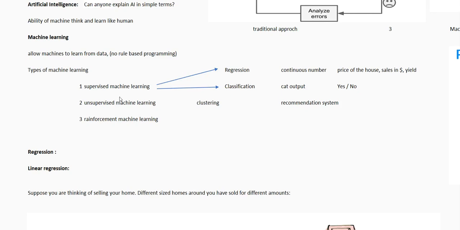Okay, so in the last session we discussed some basic introduction of AI and ML for the practitioner, right? Now in this particular session we will discuss, we know that when we talk about machine learning, there is supervised machine learning, unsupervised machine learning, and reinforcement machine learning as mentioned, right?